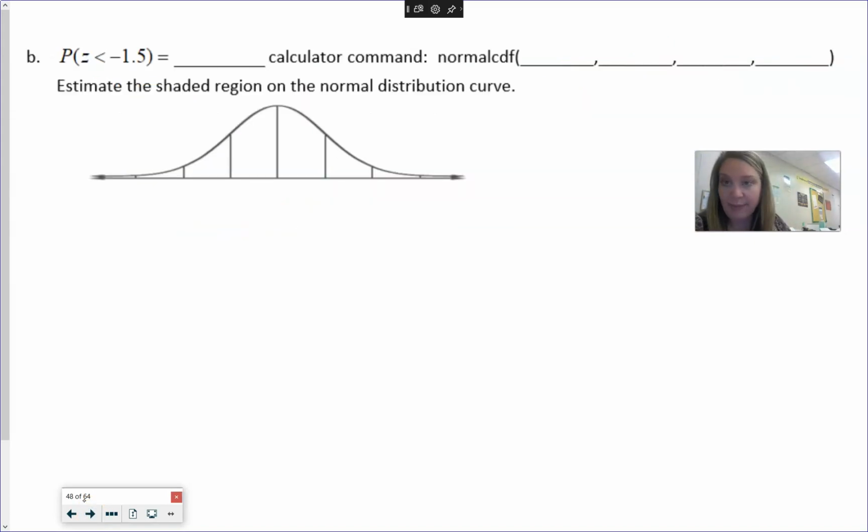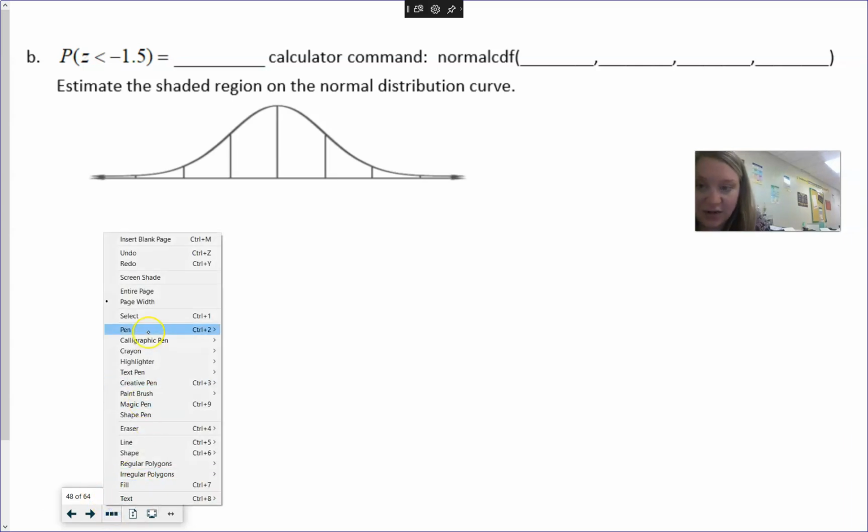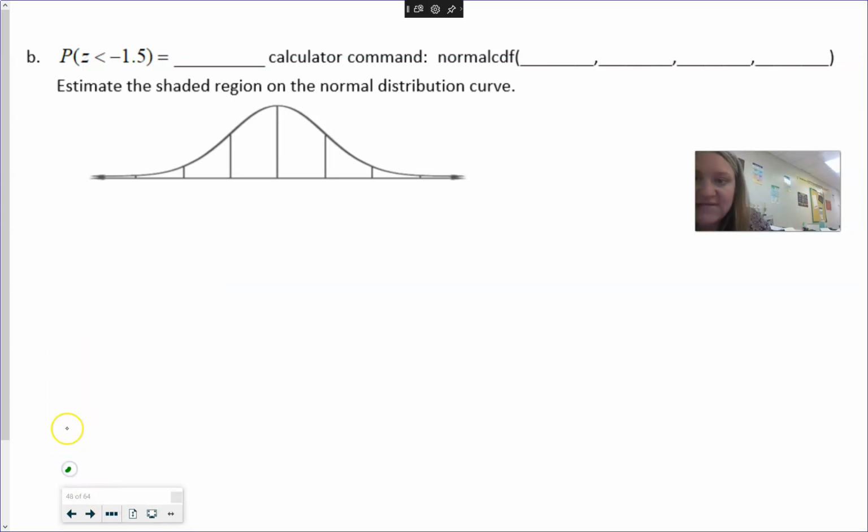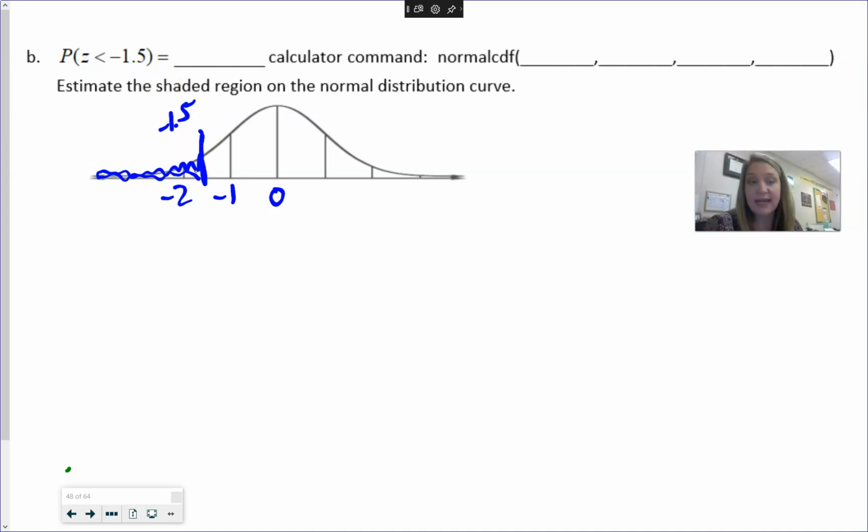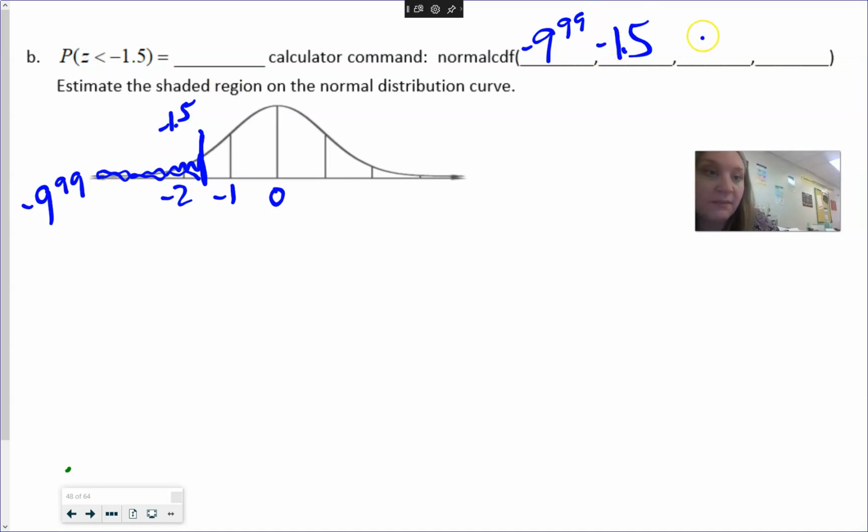Here we go. So now probability of getting a z-score that is less than negative 1.5. So here's 0, here's negative 1, here's negative 2. Okay, so here's negative 1.5, right? A z-score that's less than that. So we can go ahead and predict it's going to be less than 50%. Okay, so what is my lowest z-score? Well, that's going to be negative infinity. We're going to use negative 9 to the 99. My highest z-score is where we're stopping, which is that negative 1.5 z-score. My mean is always 0. My standard deviation is always 1.